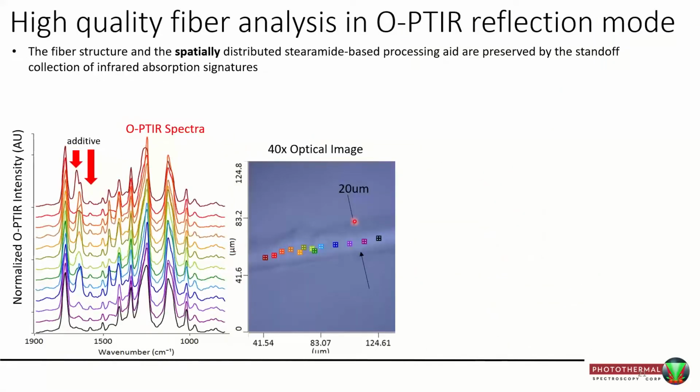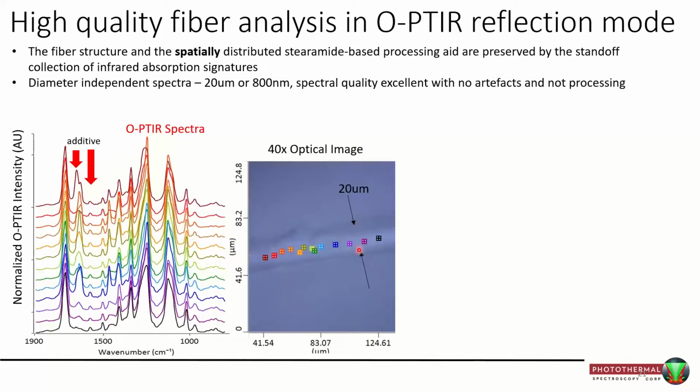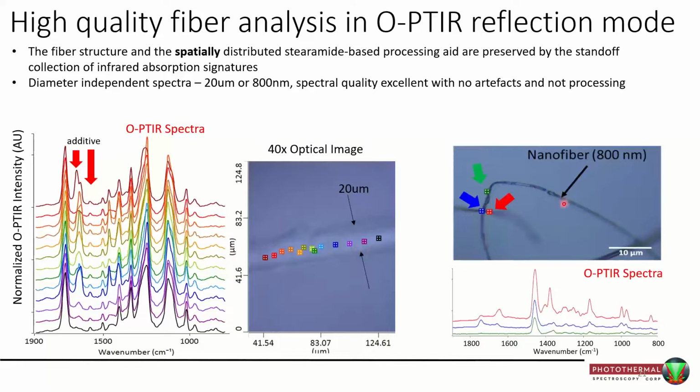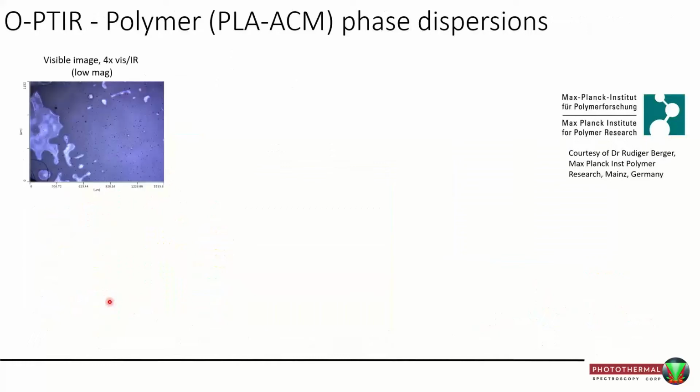Okay, moving on quickly, fibers. Anyone who's done fibers with infrared will know, certainly in reflection, that it's impossible. It just doesn't work. But whether we're working with 20 micron fibers here or 800 nanometer fibers, the spectra are diameter independent with excellent signal noise, no artifacts, and this is the raw spectra you get out of it.